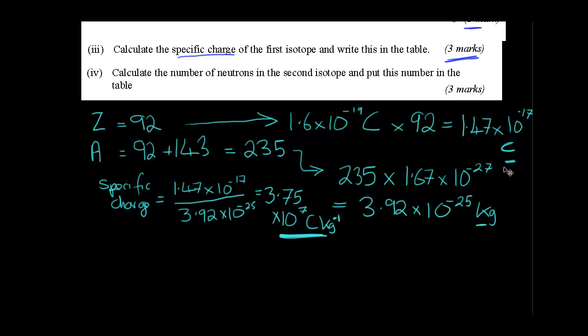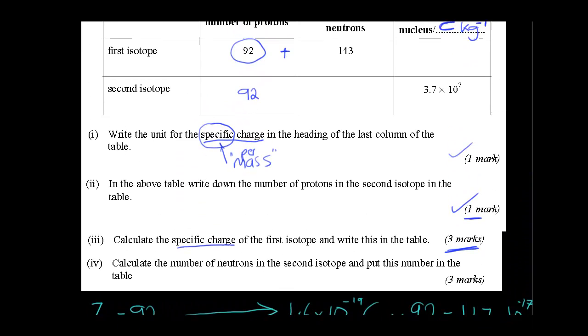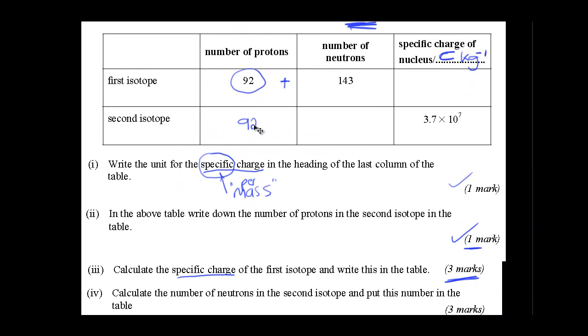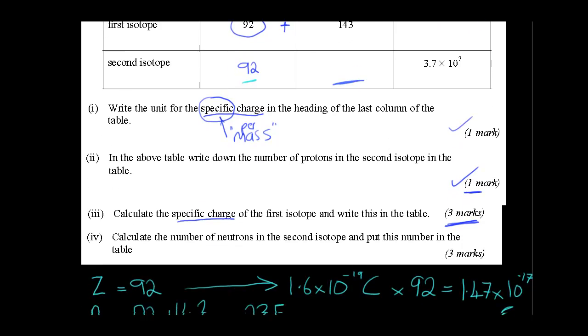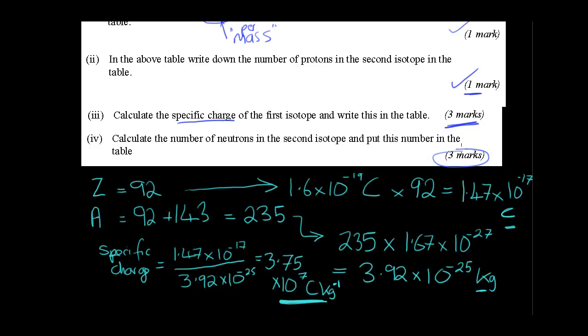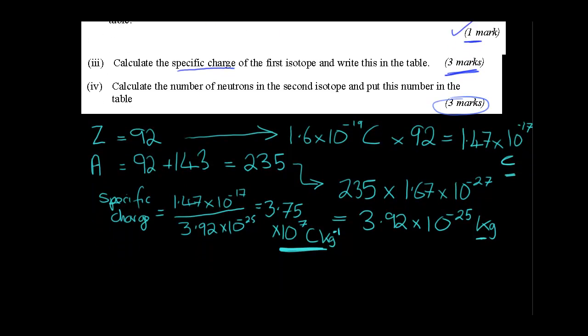Okay, good. So part 4 is to calculate the number of neutrons in the second isotope. So here we are, the second isotope. We know how many protons it's got now, 92. And what we're trying to find is the number of neutrons. It's a 3-mark question here, so we know that we're going to have to do a little bit of calculation, a bit of thinking.